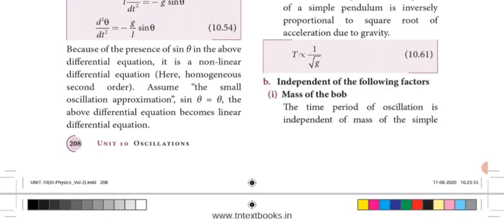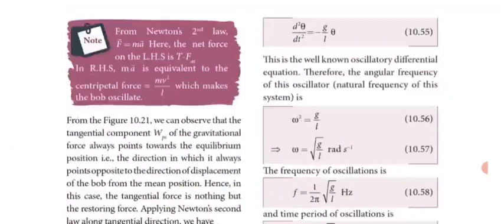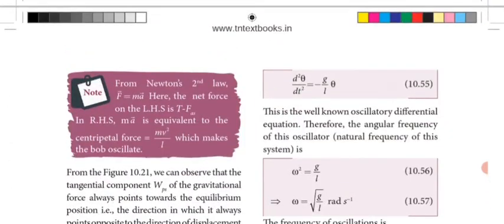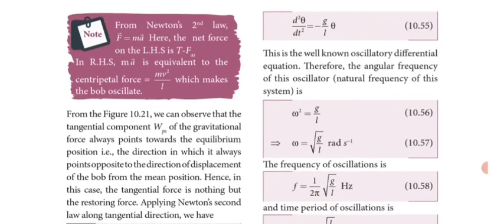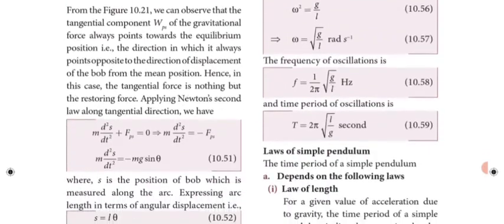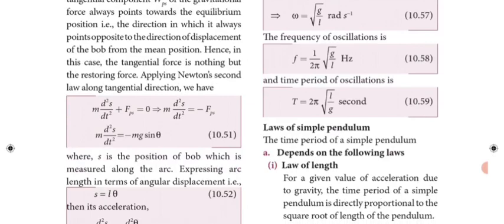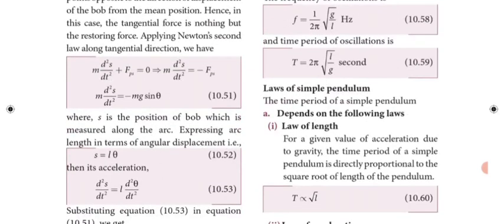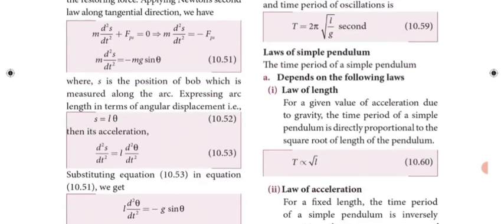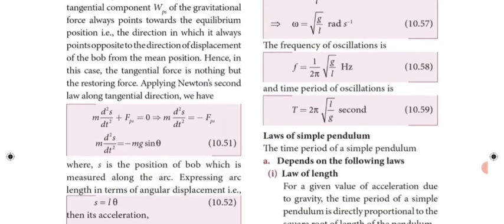With the small oscillation approximation, sin theta is approximately equal to theta. Then the differential equation becomes linear: d square theta by dt square is equal to minus g by L theta. This is the well known oscillatory differential equation. The angular frequency is omega square equal to g by L, so omega is root of g by L radian per second. Frequency f is equal to 1 by 2 pi root of g by L hertz. The time period, its reciprocal, is T equal to 2 pi root of L by g. So these all are simple harmonic motions.